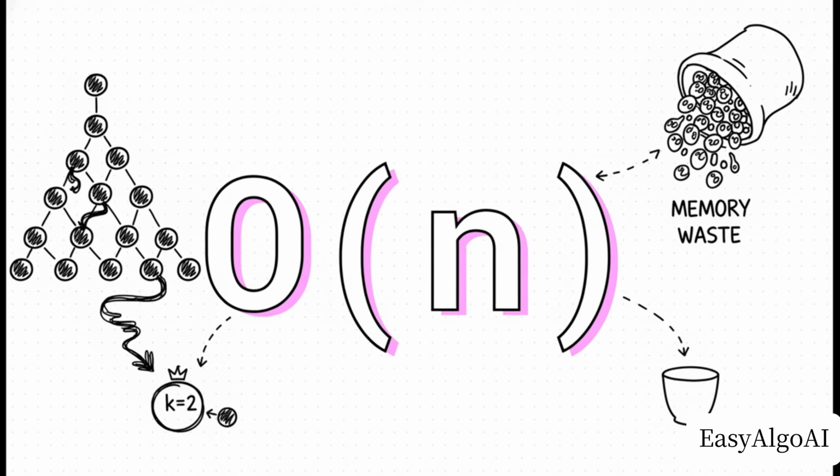I mean, imagine you've got a tree with 1 million nodes, right? But your k is only 2. You literally only needed the second smallest number, but your code just processed and saved all 1 million nodes anyway. Talk about a massive waste of resources.